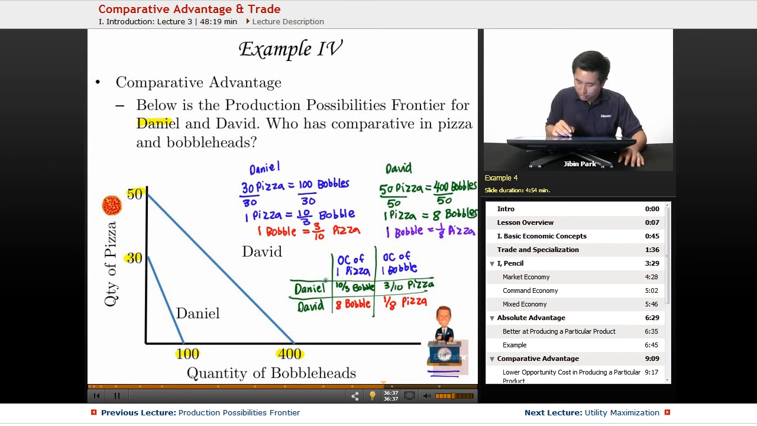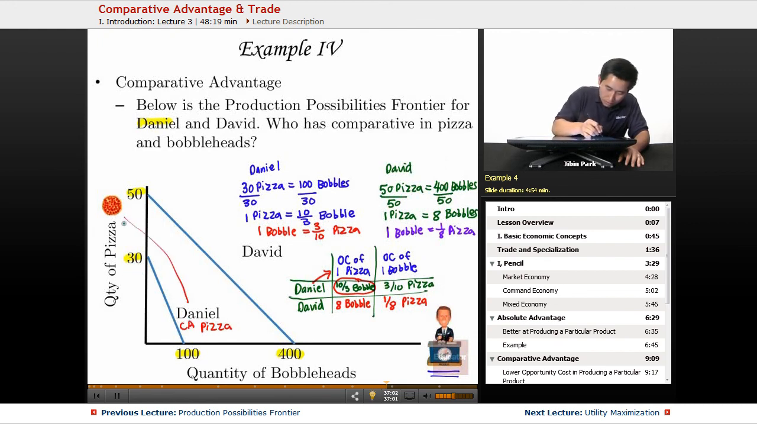Now again, when you're dealing with fractions, it might be a little bit harder. I think this is fairly apparent here. David's opportunity cost of making pizza is 8 bobbles, whereas for Daniel, it's only 10 over 3. So Daniel has comparative advantage, just like it was predicted here. Daniel has comparative advantage in making pizza. Okay, so Daniel is going to be the one making this nice pepperoni pizza right here. And 1 over 8 pizzas is less than 3 over 10.